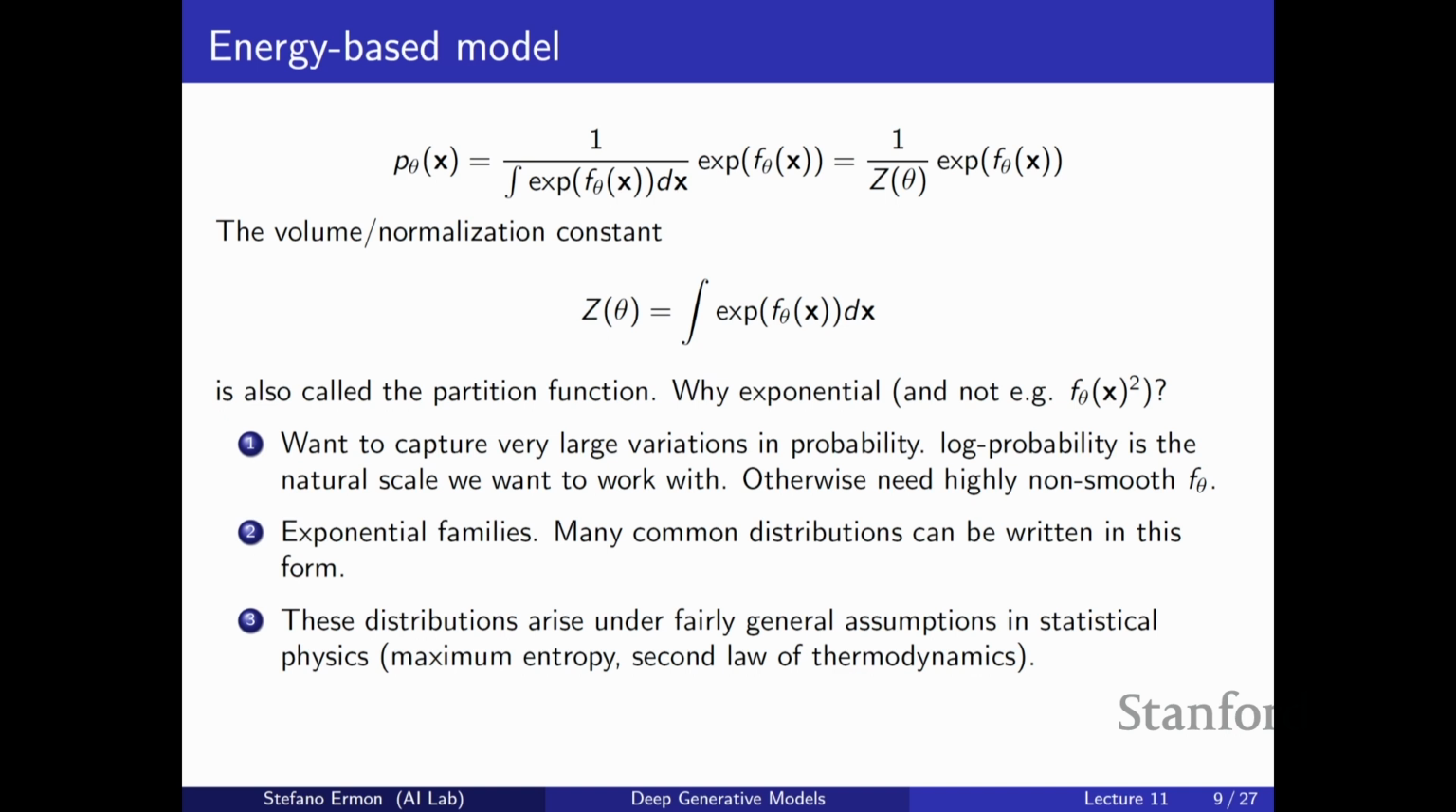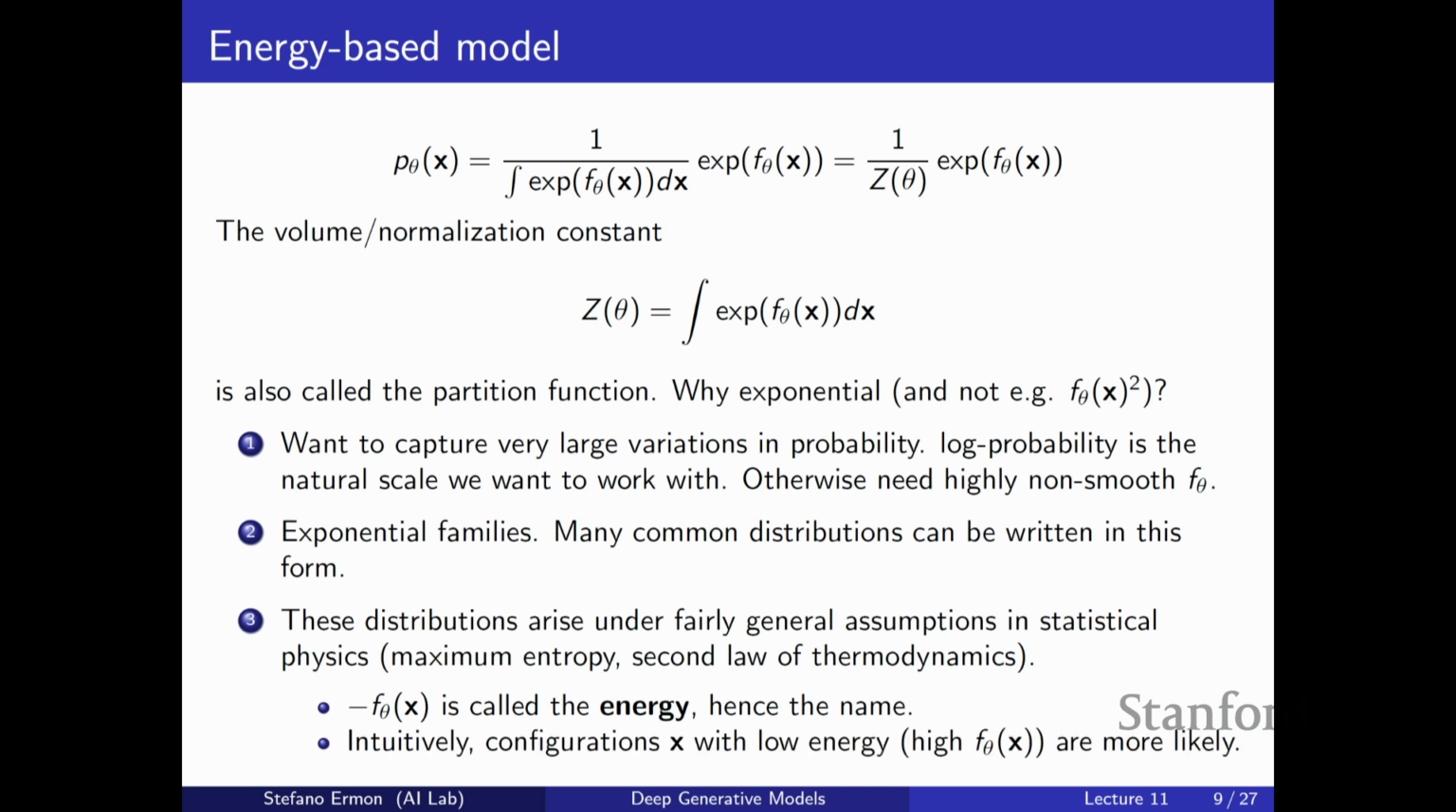So that's why they are called energy-based models, because this also shows up a lot in physics. Think about the second law of thermodynamics. And in that case, minus f of x is called the energy. And there is a minus because if you think about physics, x are the possible states that the system can be in, and states that have lower energy, so high f theta, should be more likely. So that's why there is the minus sign, and that's why they're called energy-based models, because they are inspired by statistical physics, essentially.